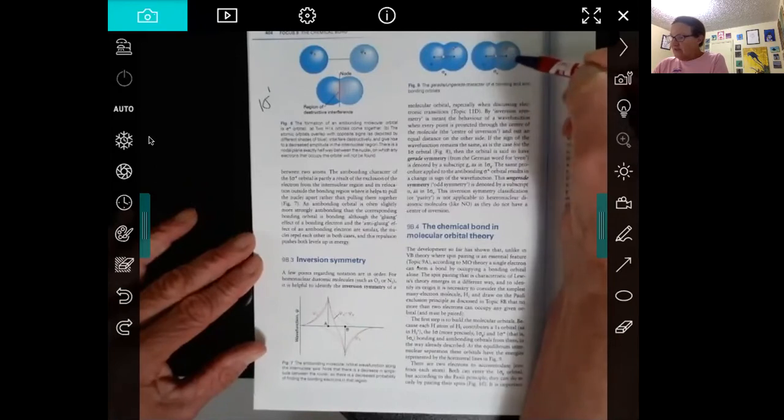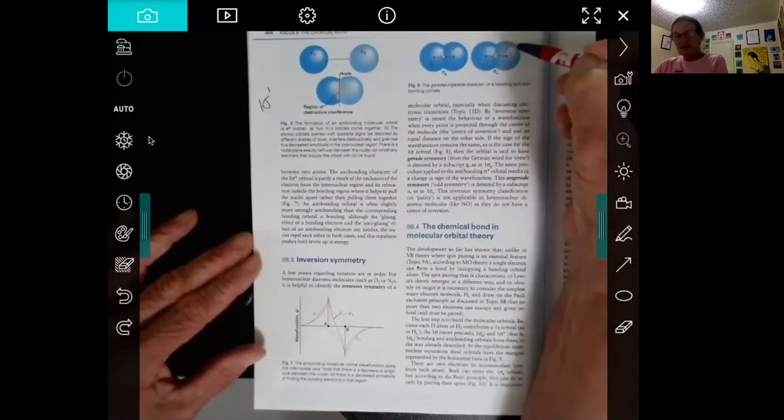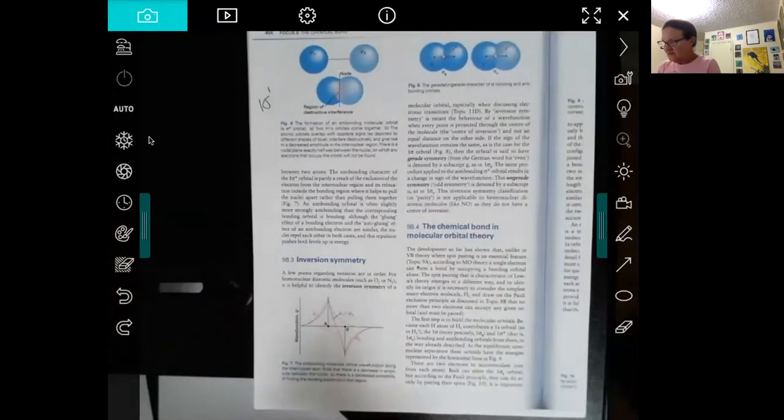And then you have the anti-bonding one. This lobe over here has a negative sign, this has a positive. So when you go from here over to here, it changes sign. And so that's called ungerade. So often you'll see those terms in spectroscopy, especially when they're talking about the states that are allowed.